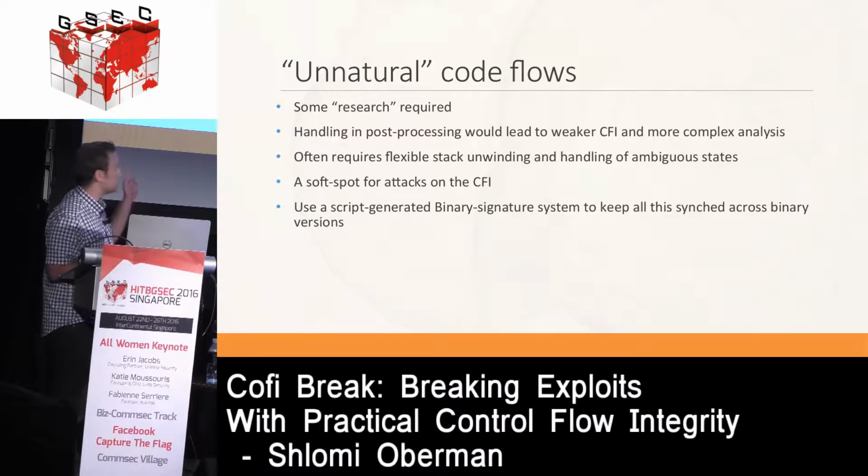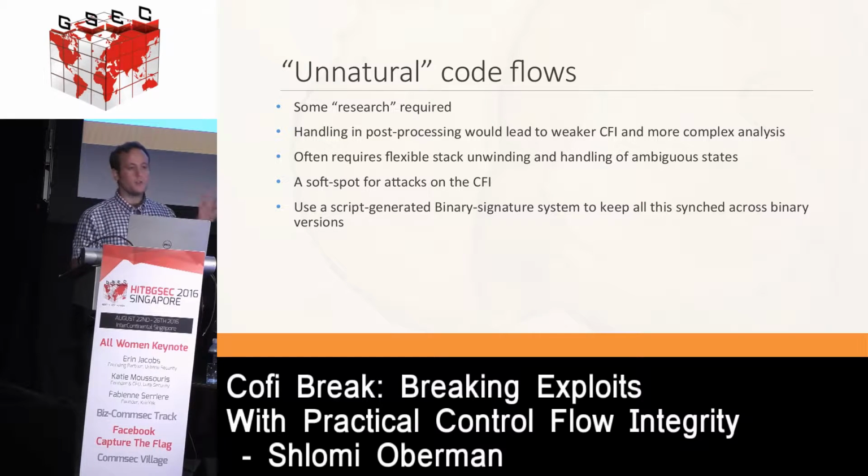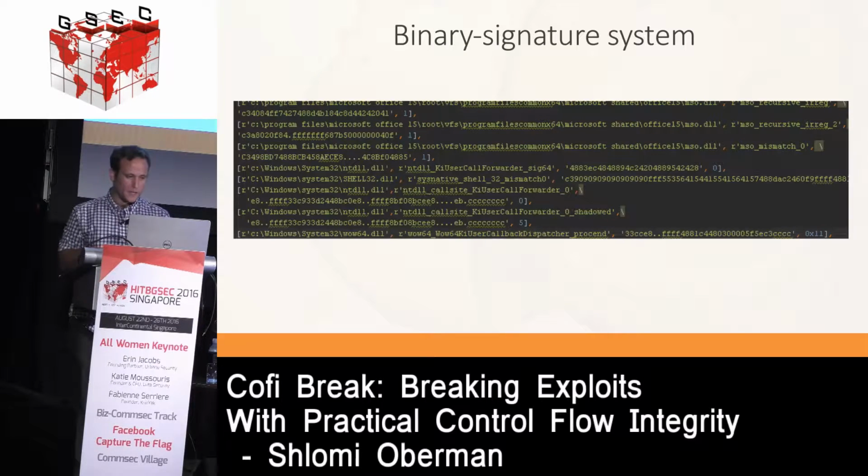It's also a weak spot for CFI. So this area also had to be hardened because we have ambiguous states. At some points, we don't know how long the call chain is because we don't know how much we unwound. And a little binary signature engine keeps all of this synced between different minor versions or different major versions of operating system and applications. Well, that's pretty straightforward, I think.